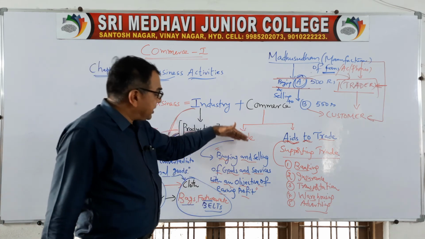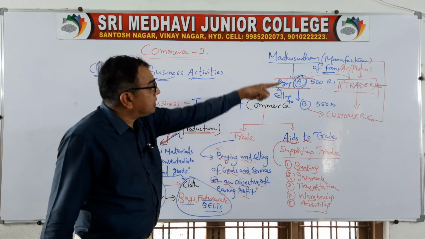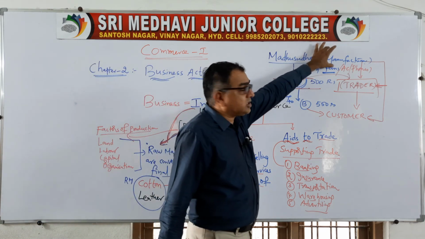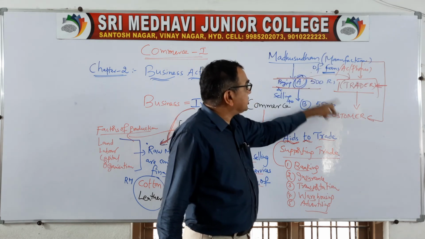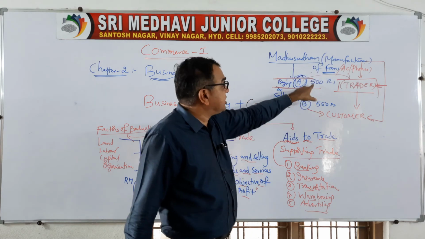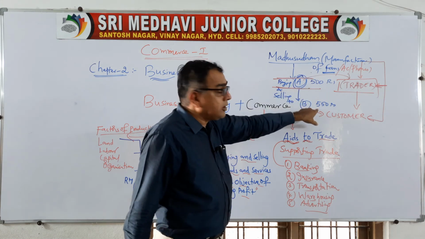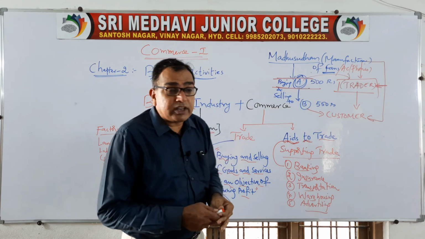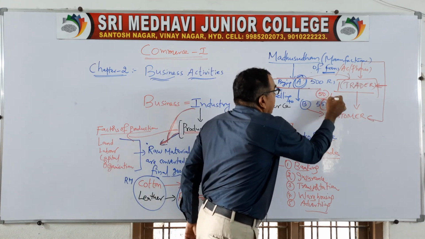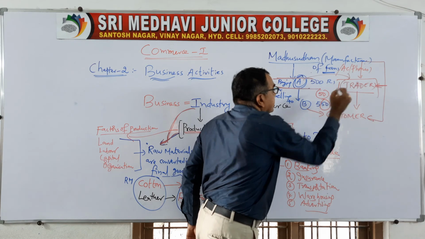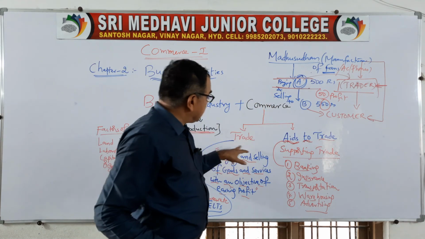Then trade: buying and selling of goods and services with an objective of earning profit. So here one is the manufacturer, the trader will buy from the manufacturer and sell it to the customer with an intention of earning profit. You can see here, Mr. A purchased for 500 rupees, selling it to B for 550 rupees. So what is the profit he is making here? 50 rupees. This 50 rupees is called profit. That's how the trading activity continues. So that is called trade.